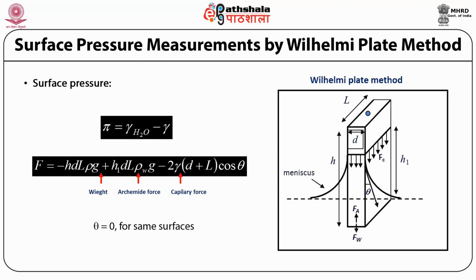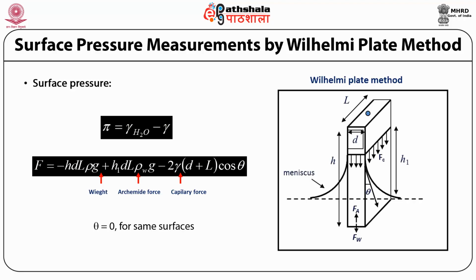This method is called the Wilhelmy plate method. On the left hand side you see the Wilhelmy plate. This is a small plate. It's usually made of tungsten, but we can also use simply a paper here. A blotting paper can also be used. Now in this diagram you see that this plate has a thickness D, and it has its own weight, and this is how the water meniscus looks when you dip it inside the water.